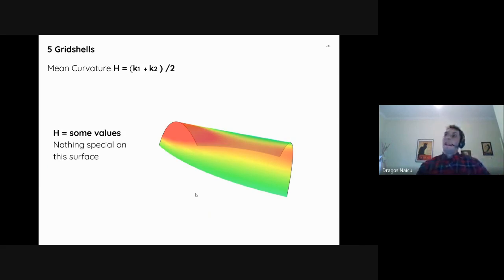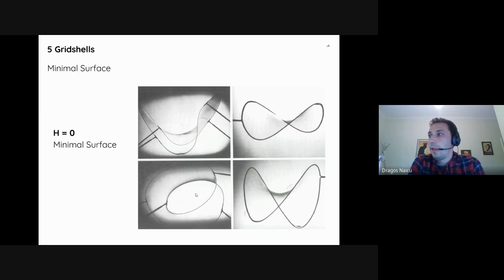We also have mean curvature, which is simply the average of the two. On this particular example, the mean curvature h just has some values. It's nothing important. Where it does give us some insight is when we talk about minimal surfaces. These are surfaces made by soap film on arbitrary edge boundary curves. So these are the surfaces with the least area which can fit on that boundary, and they have a mean curvature of 0.